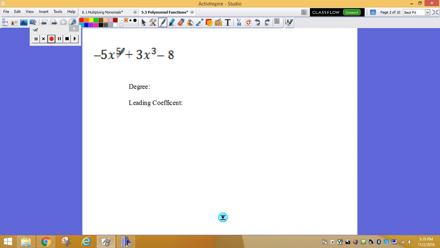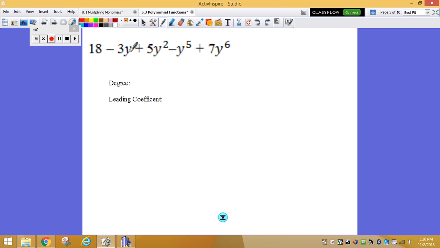So let's look at our exponents. I got a 5 and a 3. The biggest exponent is a 5. So that is my degree. The leading coefficient is the number that's in front of it. So -5 is in front of that x, so my leading coefficient is a -5. So again, degree is the biggest exponent. The leading coefficient is just the number that's in front of it.